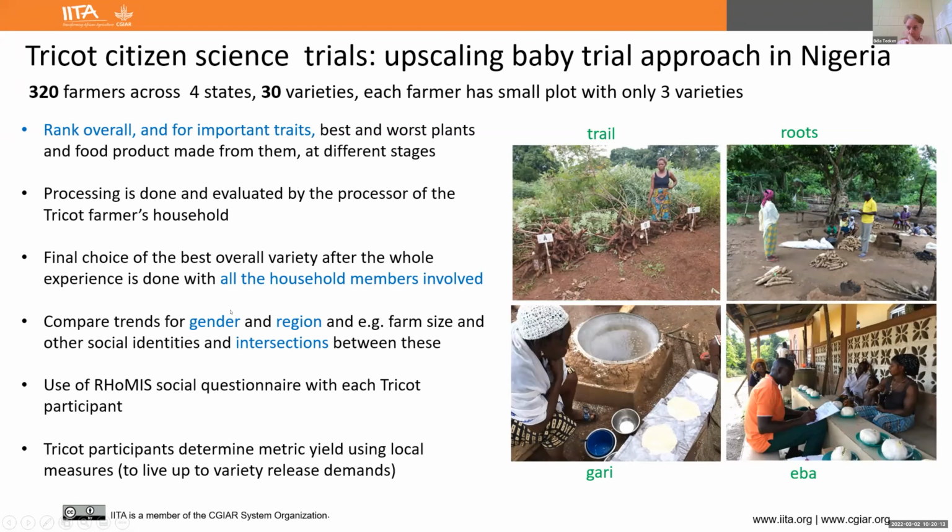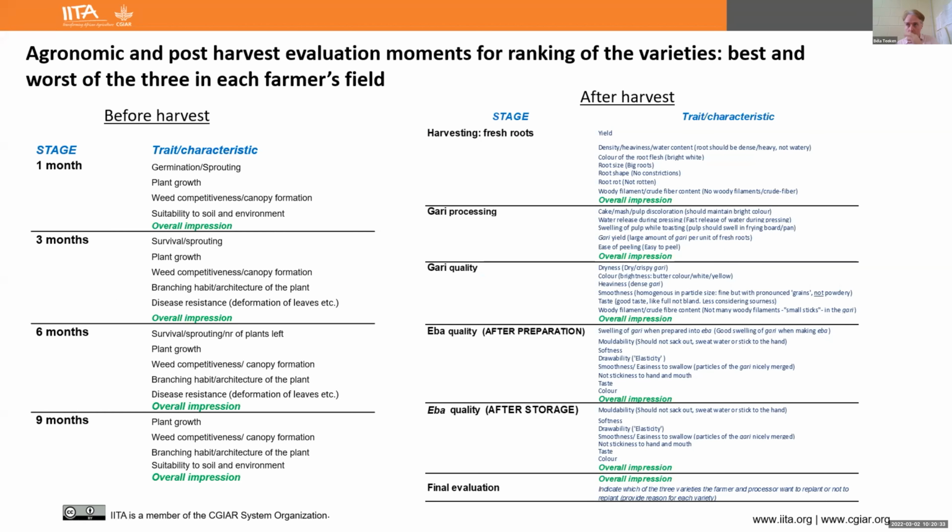And also tricot participants, we have these trials now in the fields. For this year, they will also determine metric yields using local measures to be able to also live up to variety release demands, to see not only ranking data, but also to have some real yield data. So these are the agronomic and after-harvest characteristics that are evaluated.